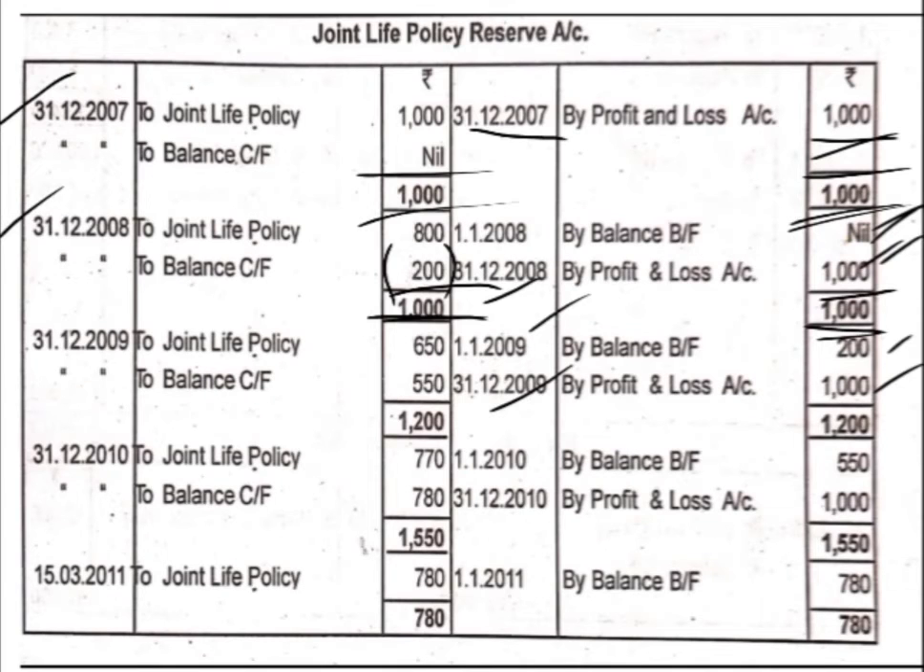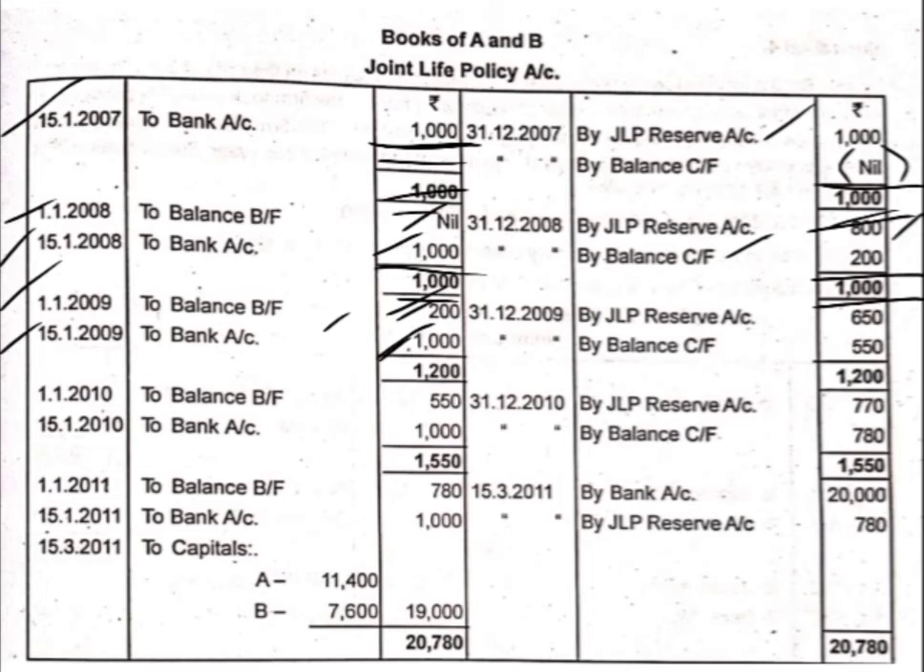Similarly, in the joint life policy reserve account also, we have brought down 200 and we have made the appropriation of 1000. Together we have 1200, but we have to maintain only 550. What is the excess amount we have? 650. That amount should be cancelled by passing the entry joint life policy reserve account debit to joint life policy account. So on 31st 12 2009, we have to write to joint life policy account 650, and the other part of the transaction will be recorded here by joint life policy reserve account.